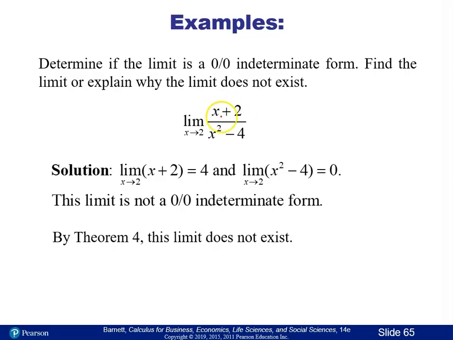Okay, this one looks very similar to what we've been working with, but if we plug in to this, we're going to see that we get 4 over 0. So 4 over 0 is not an indeterminate form. And in fact, anytime you have a numeric value over 0 like that, what you're going to say by theorem 4, which you don't need to remember the number of, is that the limit does not exist.